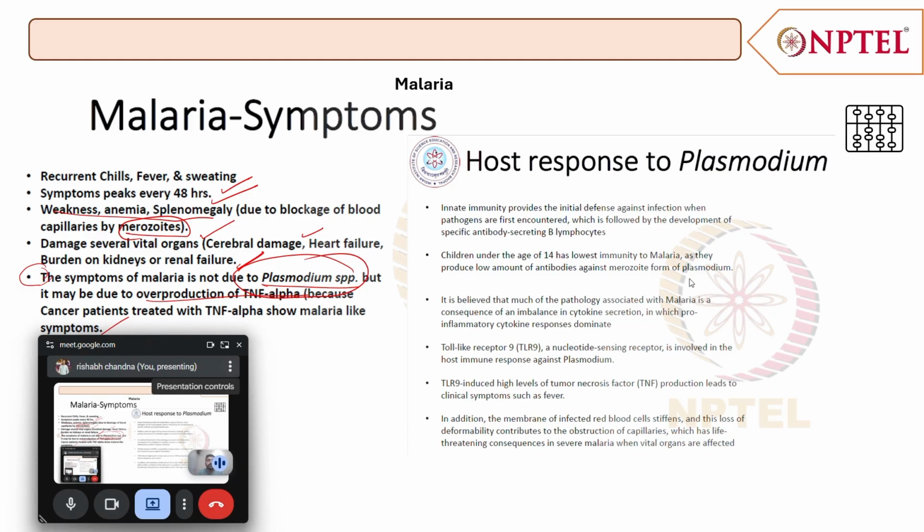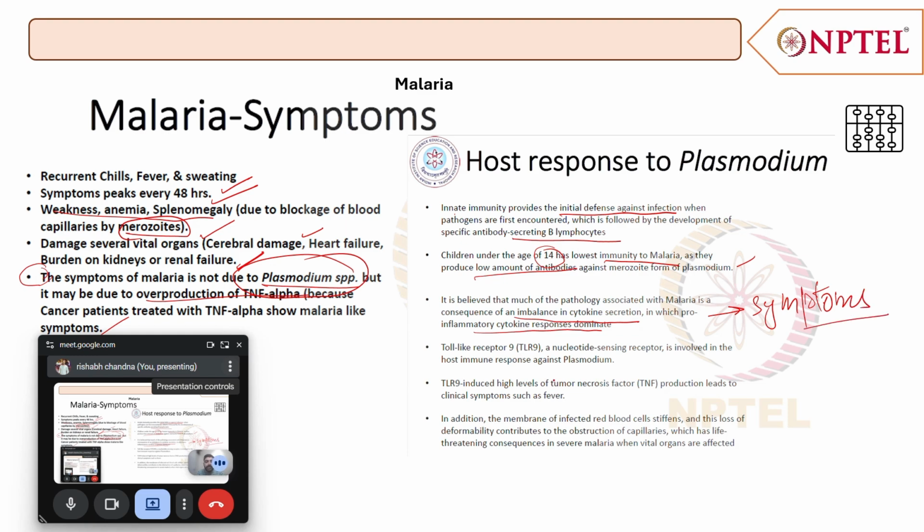The host response to Plasmodium includes innate immunity that provides the initial defense against the infection when pathogens are first encountered, which is followed by the development of specific antibody-secreting B cells. Children aged under 14 years have the lowest immunity to malaria as they produce a low amount of antibodies against the merozoite form of the Plasmodium. It is believed that the pathology associated with malaria is a consequence of an imbalanced cytokine secretion in which the pro-inflammatory cytokine responses dominate. So that leads to the symptoms of malaria.